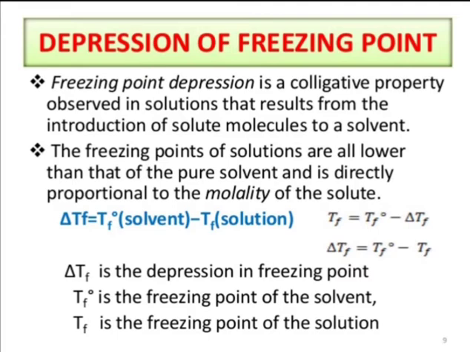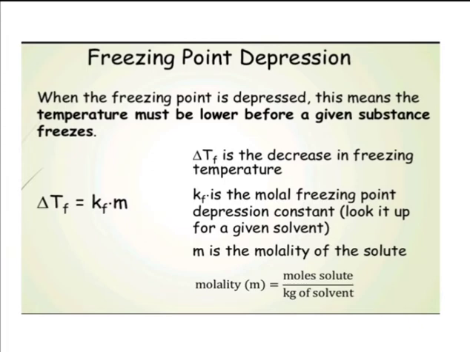So here Tf standard of solvent is the freezing point of the solvent, and Tf solution is the freezing point of the solution. So this is the equation by which we will find out the depression in freezing point. Now in freezing point depression, the freezing point is depressed or reduced from the actual value. This means the temperature must be lower before a given substance freezes. And delta Tf is the decrease in freezing temperature.